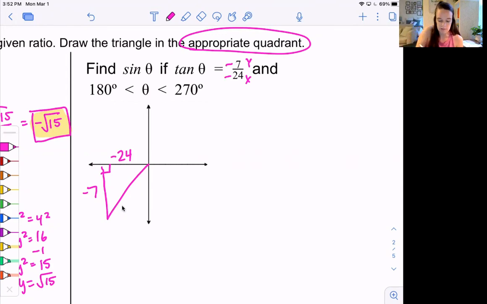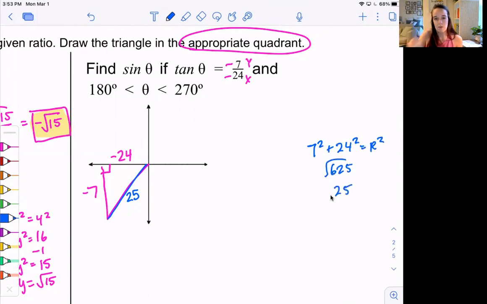Once you know that this is like this, you should be able to identify that this is a 7, 24, 25 triangle. So this radius here is 25. If you don't know that, you can still always use Pythagorean theorem. 7 squared plus 24 squared would be equal to radius squared. You'll get 625. Take the square root, which is 25.